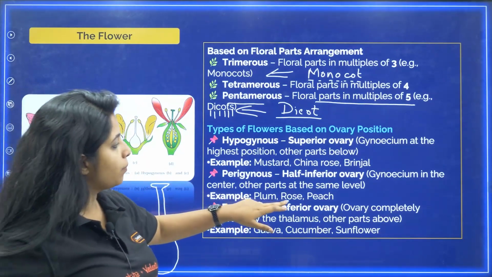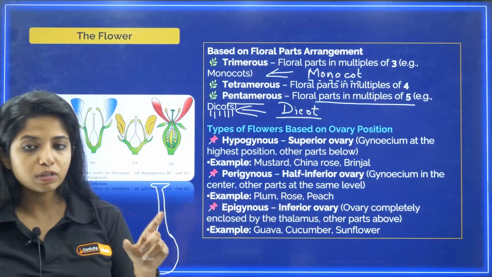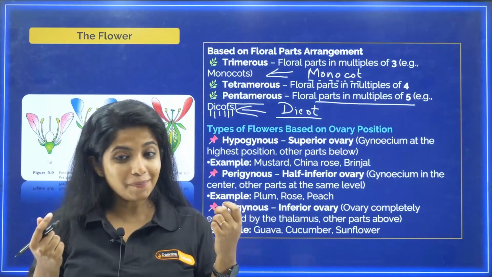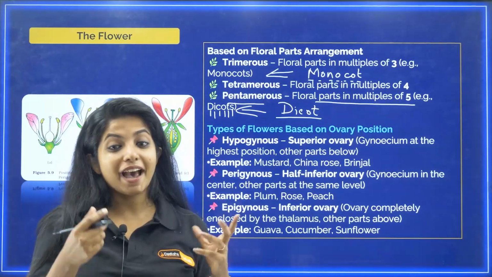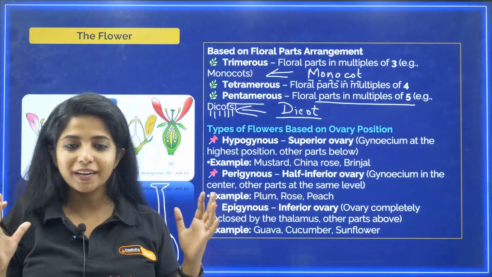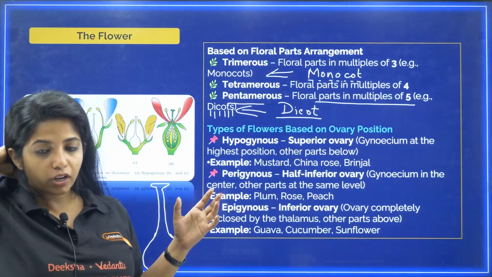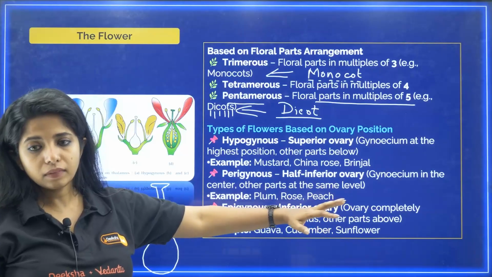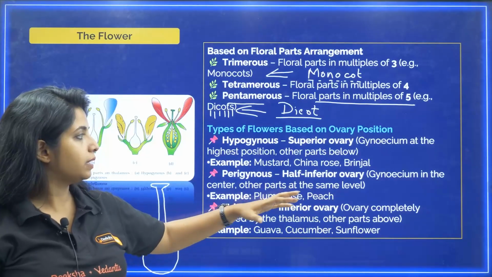You can see it in plum, rose and peach. Plum, rose and peach, all of them, giving good feelings. So they are showing the perigynous nature of the flower, also the ovary position. So it is a half inferior ovary, my dear children. The gynoecium is in the center and other parts at the same level.